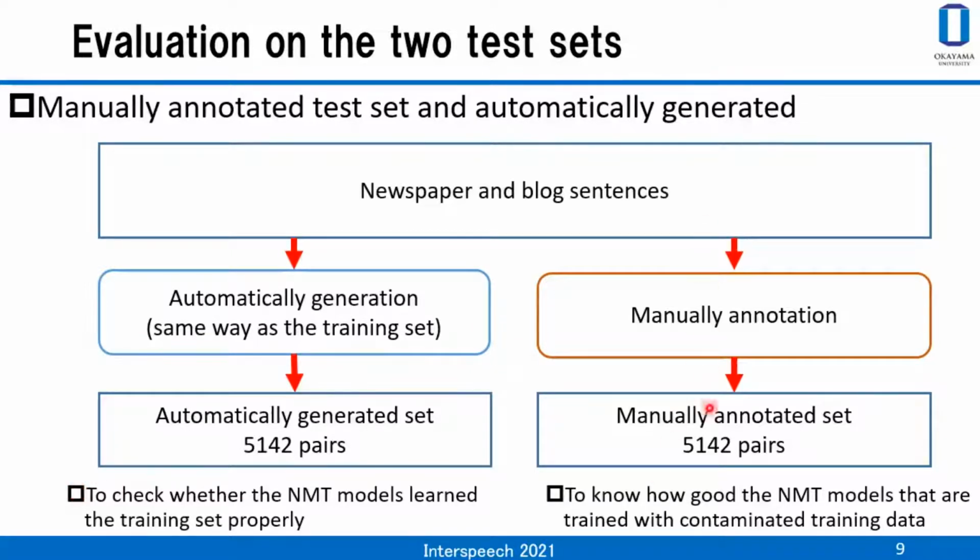Second, the manually annotated test set that is labeled by humans. Using this manually annotated test set, we can know how good the NMT models that were trained with contaminated training data are.